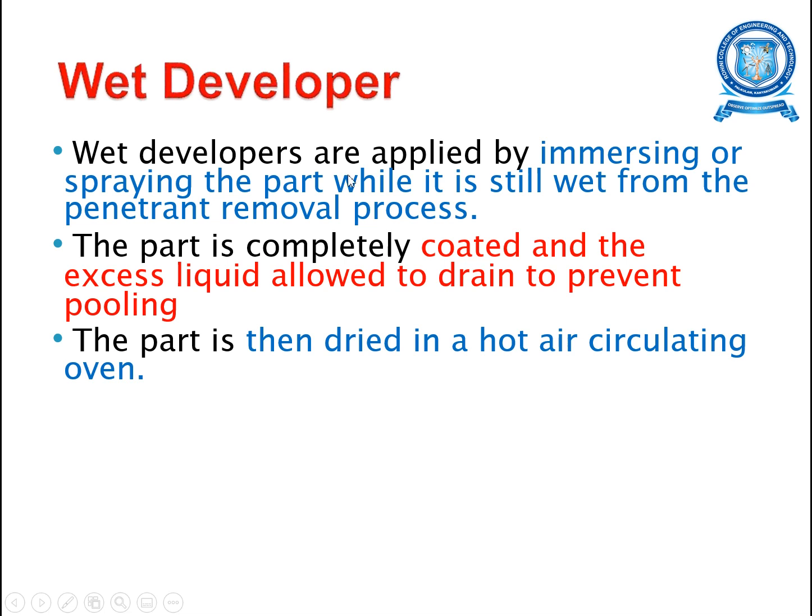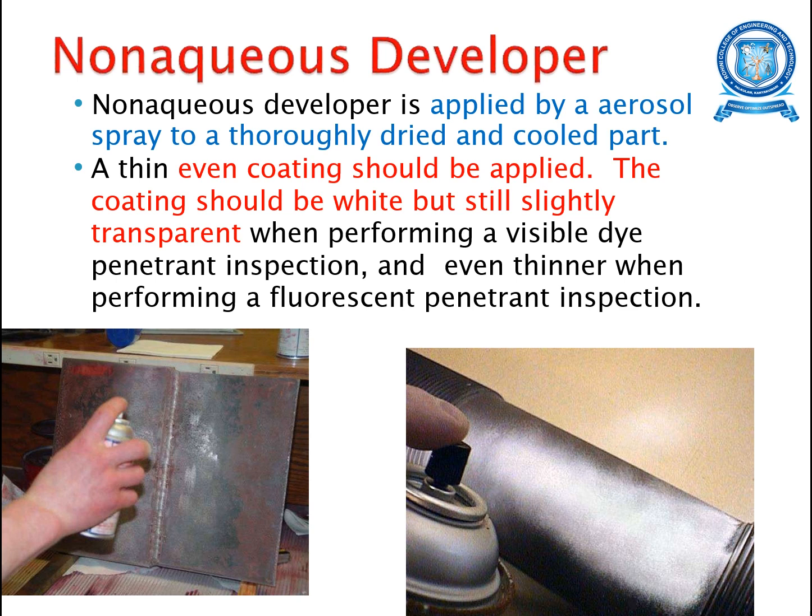So wet developers are applied by spraying the part or by immersing the part while it is in wet condition itself. The part is completely coated and the excess liquid is allowed to drain to prevent pooling, and the part is then dried in a hot air circulating oven. And the non-aqueous developer is usually applied by aerosol spray. You can see this from the diagram figure.